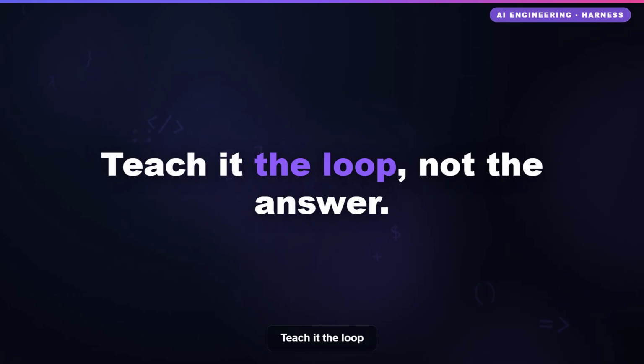The model is the engine. The harness is the whole car you build around it. The wheels, the pedals, the dashboard, the brakes. The engine is the same one everyone has access to. The car you build around it is where all the real engineering lives. Teach it the loop instead of the answer, and it starts to drive itself.